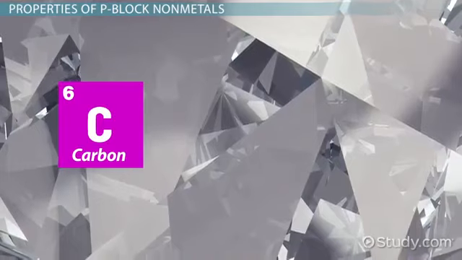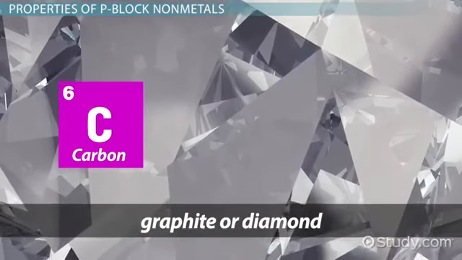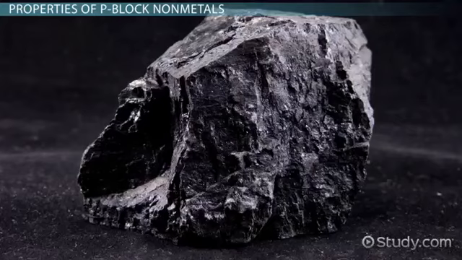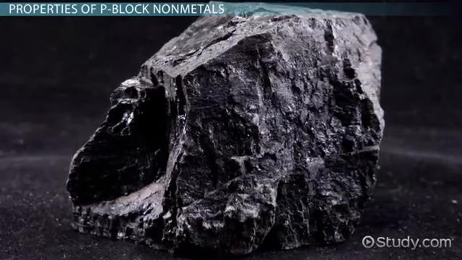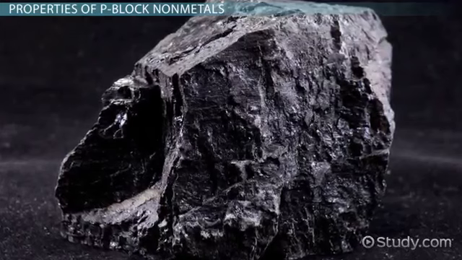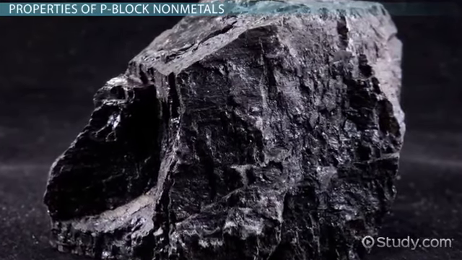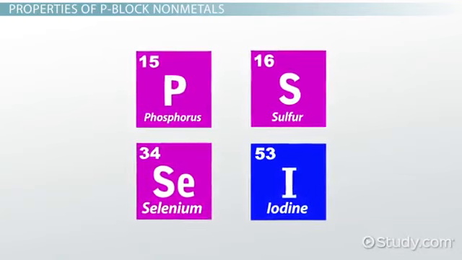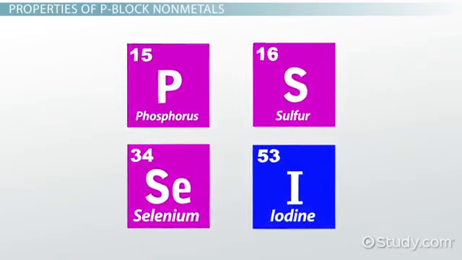Pure carbon commonly occurs as graphite or diamond, but it can bond with other elements to form a variety of compounds. Carbon is considered to be the most important element to life because most compounds essential to living things contain carbon. Phosphorus, sulfur, selenium, and iodine make brittle solids of various colors.